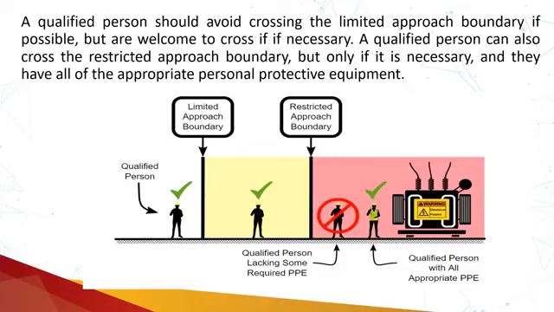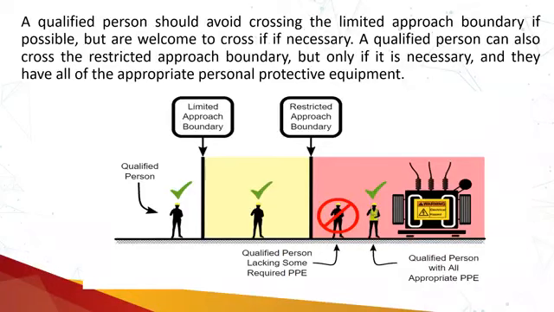So here we are talking about the restricted approach boundary. The PPE which we are talking about is related to shock protection. We are not talking about personal protective equipment related to arc flash right now, because the arc flash boundary can come inside the restricted approach boundary. We will see those examples shortly.